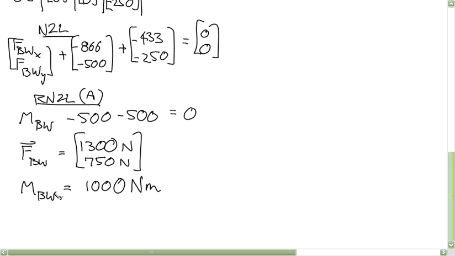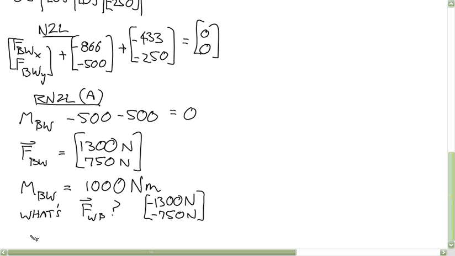And then if you wanted to know what's the force applied to the wall by the body, it's just the negative of this. So negative 1,300 newtons, negative 750 newtons. And how about the moment applied to the wall by the body? That's just the opposite of this, negative 1,000 Newton meters.